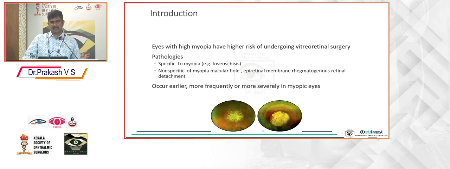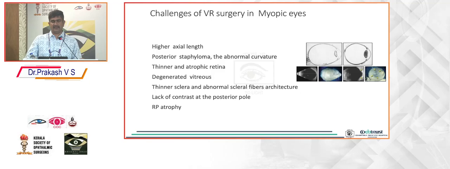compared to normal eyes. There are complications which are specific to myopia, like myopic traction maculopathy, which you don't see in normal eyes. But all other complications that normally happen, like an ERM, macular hole or a retinal detachment, that happen in normal eyes can also happen in myopic eyes. But they happen at a more severe level and earlier, in a younger age group. So that is an anatomic problem that we face with myopia.